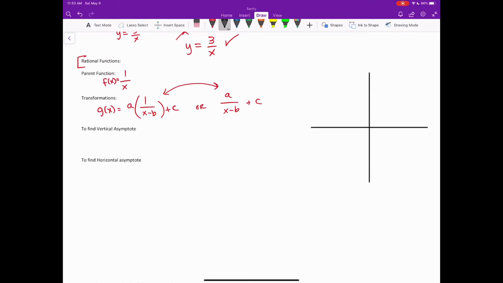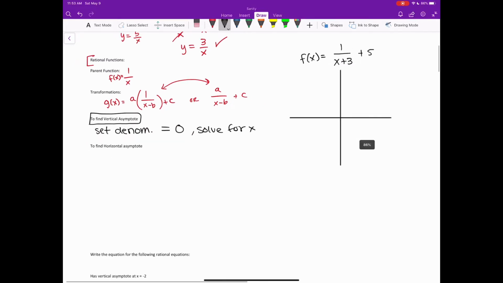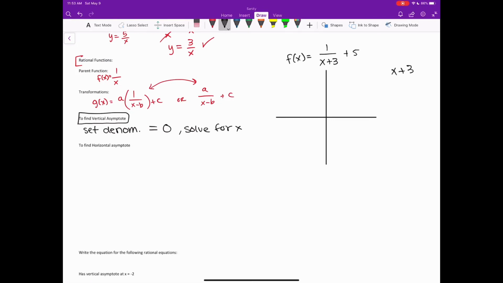If we wanted to find a vertical asymptote, let's say that we had an example of f of x equals 1 over x plus 3, plus 5. The steps were to set your denominator equal to 0 and solve for x. Here my denominator is x plus 3. If I set x plus 3 equal to 0 and solve for x, I subtract 3 from both sides. x equals -3. That means I have a vertical asymptote, vertical going up and down, at x equals -3.